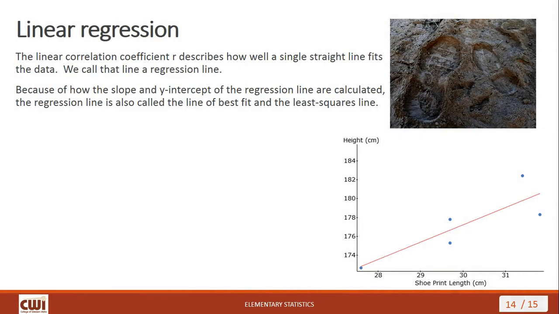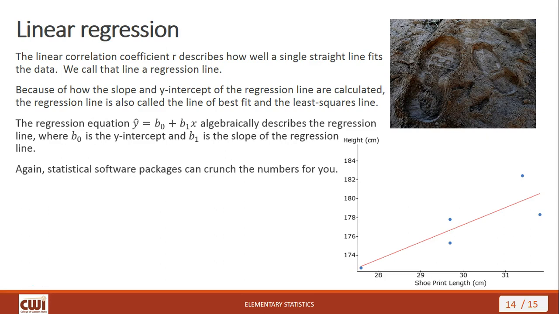Let's briefly touch on linear regression. The linear correlation coefficient R describes the strength of your correlation. But another way of looking at that is saying it describes how well a single straight line fits your data. We call this line of best fit a regression line. Because of the way that this line is calculated, we can also call it the least squares line. These are other names for the line, but we're all talking about the same thing. It's the regression line.